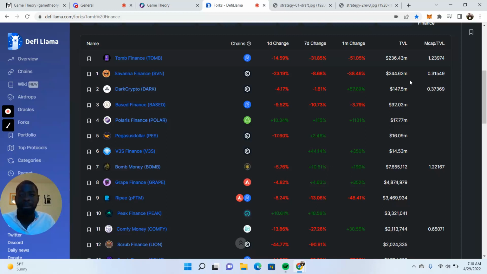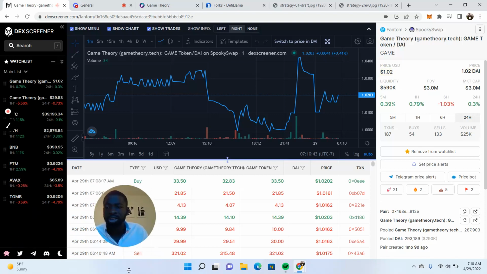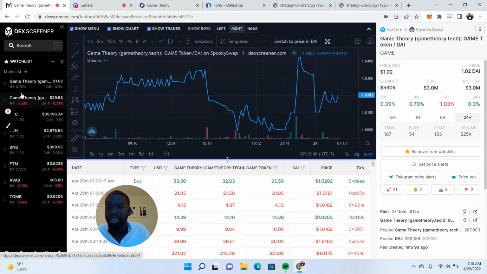And the fact that the entire market is completely red. If we head over to Dex Screener and look at the major tokens here, you can see this is us. You can see we're positive over the last 24 hours. Theory, we're down just a little bit. But if you look at Bitcoin, Ethereum, BNB, Phantom.